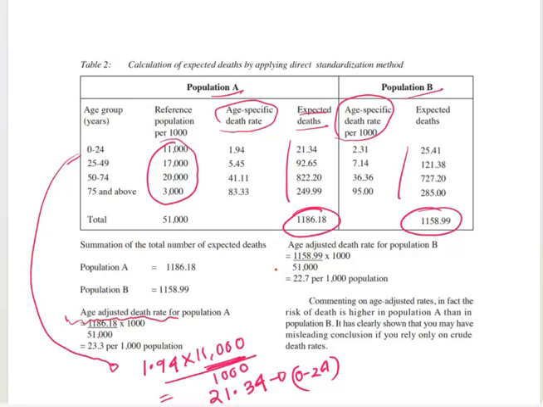The age-adjusted death rate is calculated by taking the total expected deaths divided by the total number of people in population C, the standard population, times 1,000. That will give us the age-adjusted death rate. By calculating this, we can see an interesting fact: population A has more deaths than population B. That's why it is important to calculate the age-adjusted death rate to get the true result. Population A has an age-adjusted death rate of 23.3 per 1,000 people, in comparison to population B, which has 22.7 per 1,000 population.